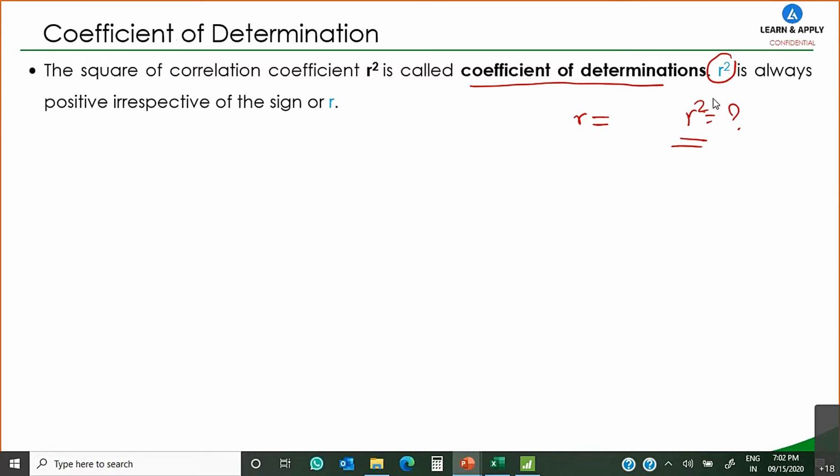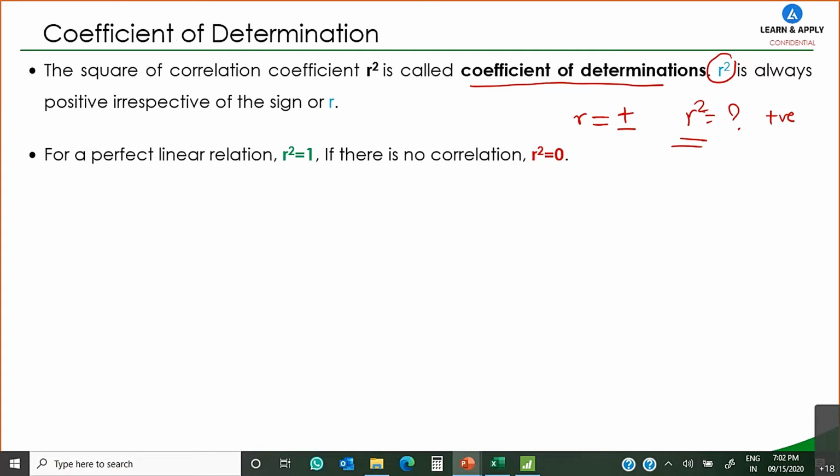R square is called the coefficient of determination, and R square is always positive irrespective of the sign of R. R can be positive as well as negative, but R square will be the square of this term, so it will always be positive. Now, what is the implication of it? For a perfect linear relationship, R square is equal to 1, and if there is no correlation, R square is equal to 0. So that is similar to R.